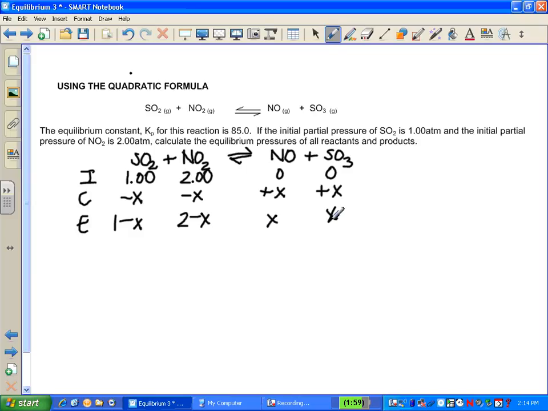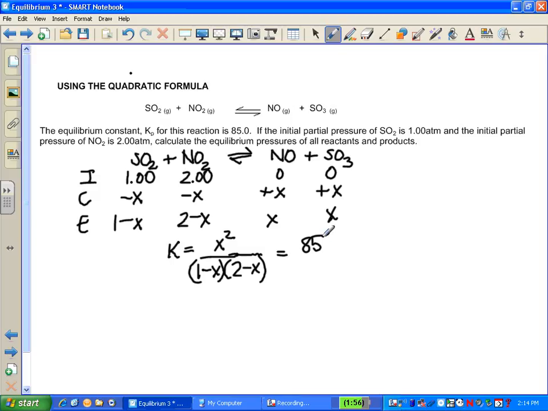At this stage, it looks like exactly the same problem as we were doing before. We've got our ICE chart completed, values of equilibrium in terms of X, and we need to solve for X so that we can identify the equilibrium pressures. When we look at the equilibrium law for this, you'll see that it's X squared over 1 minus X times 2 minus X, and that's all equal to 85.